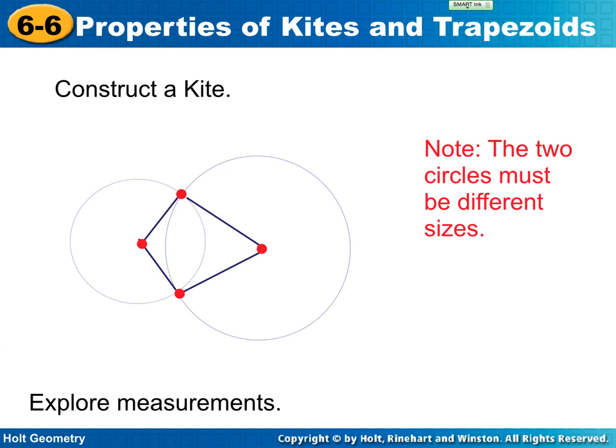The construction, you might notice, is made up of 2 circles. Different size circles, it says. So you need to select 2 points. Those are going to be the center points of your circles. So on your paper, put 2 dots, maybe a couple inches apart.